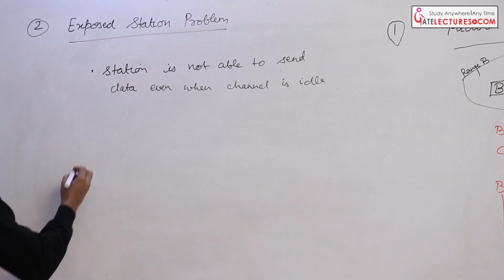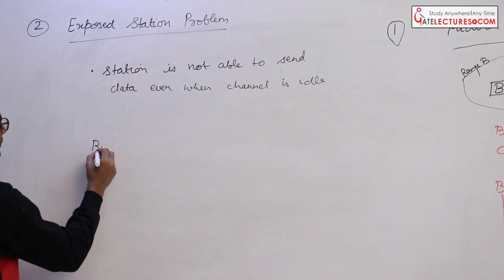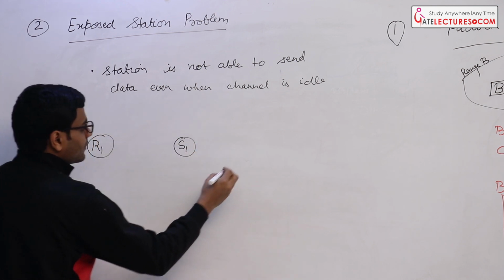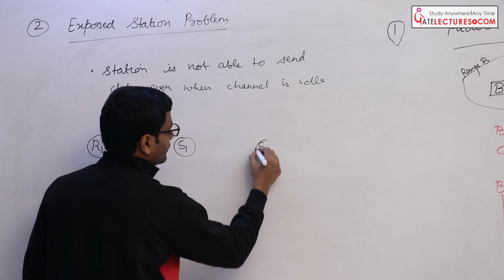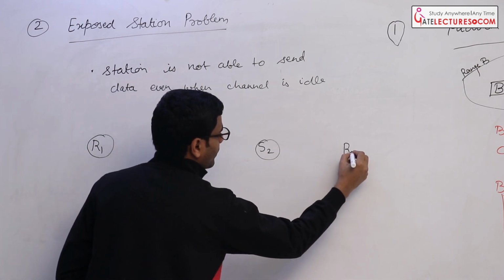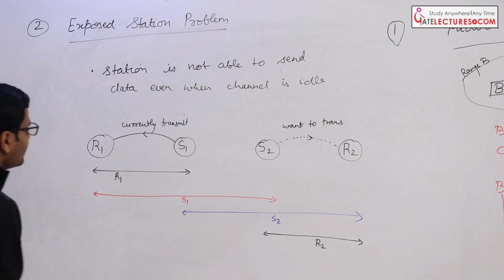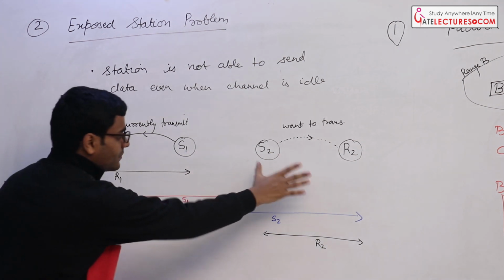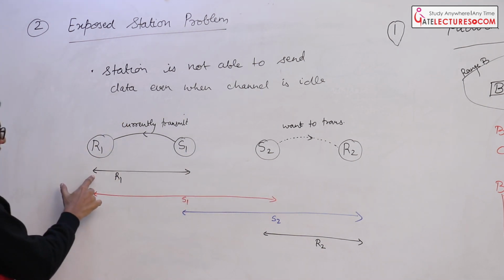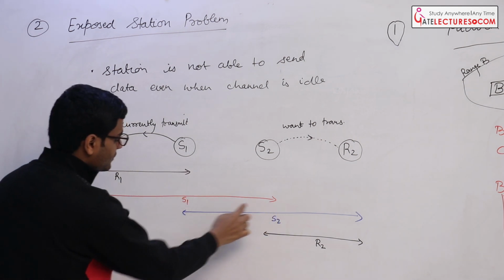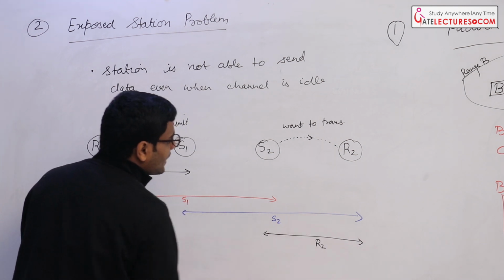So let's consider one example. This is one receiver, this is one sender, this is another sender, and this is another receiver. Okay, so let's consider this case. These are 4 stations. The range of this station is from this station to this station. The range of S1 is from this to this. Range of S2 is this, and likewise.